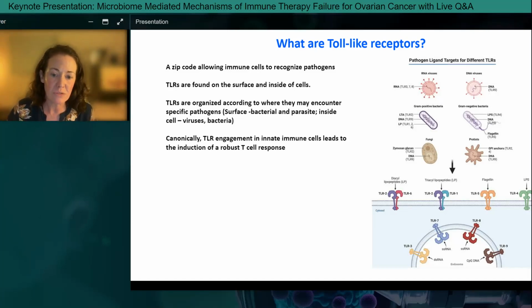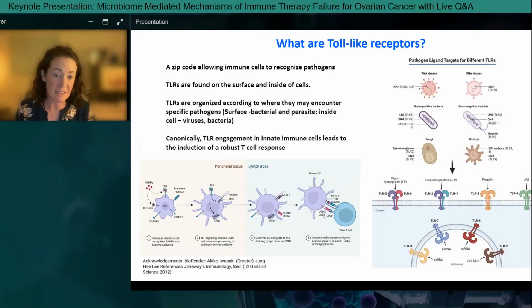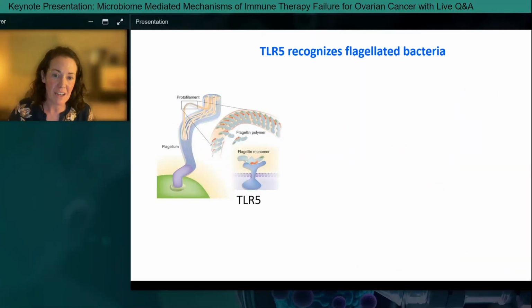And so what happens then when these receptors are engaged? Canonically, it's thought that these receptors, when engaged, will transmit a signal into these cells that are expressing the receptor, and it will activate them. It will turn them on and engage them so that they can eliminate the pathogen or the cell that's infected by the pathogen. Then they will go on and induce a robust T cell response. And so traditionally, they are associated with the induction of anti-tumor T cell immunity. And as I mentioned, our lab is interested in toll-like receptor 5.